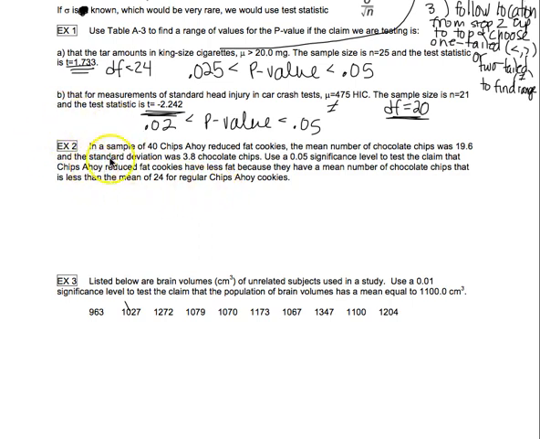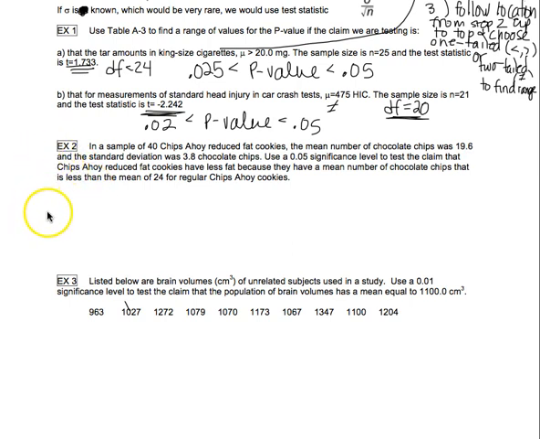Okay, so let's read example 2. In a sample of 40 Chips Ahoy reduced fat cookies, the mean number of chocolate chips was 19.6, and the standard deviation was 3.8 chocolate chips. Use a 0.05 significance level to test the claim that Chips Ahoy reduced fat cookies have less fat because they have a mean number of chocolate chips that is less than the mean of 24 for regular Chips Ahoy cookies. So we do not know the population standard deviation. We have a sample standard deviation. So that means we are going to be using T here.